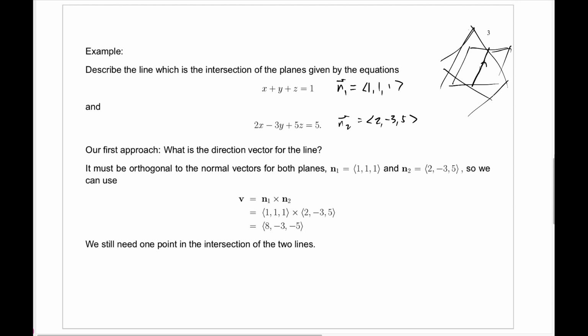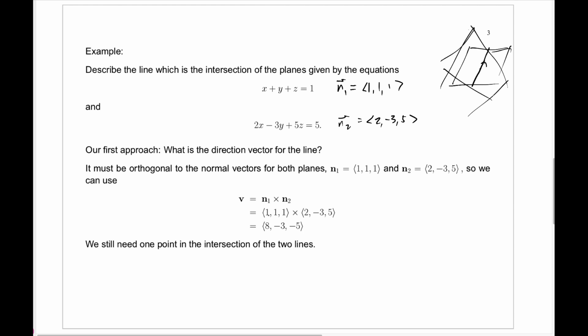So what is a direction vector for this line? It will be a vector which is in fact orthogonal to both n1 and n2. Do we know how to produce a vector orthogonal to both n1 and n2? Yes, we can use the cross product. That will give us a vector orthogonal to both normal vectors, and that will then be a vector in the direction of the line we want. So we're going to use the vector v, which is n1 cross n2.